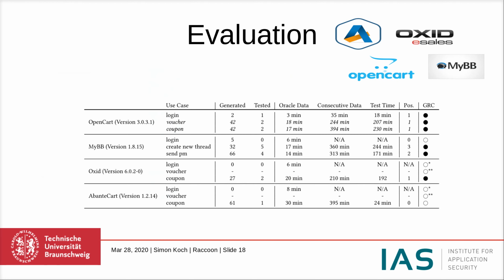We implemented our method as the tool Raccoon and applied it against 4 applications and 3 different use cases. We chose 3 web shops: OpenCart, AbundaCart, and Oxid, where we tested the login process and the usage of a coupon or voucher. We complemented the web shops with a forum application MyBB, where we tested the login again, as well as the flooding protection of creating a new thread or sending a personal message.